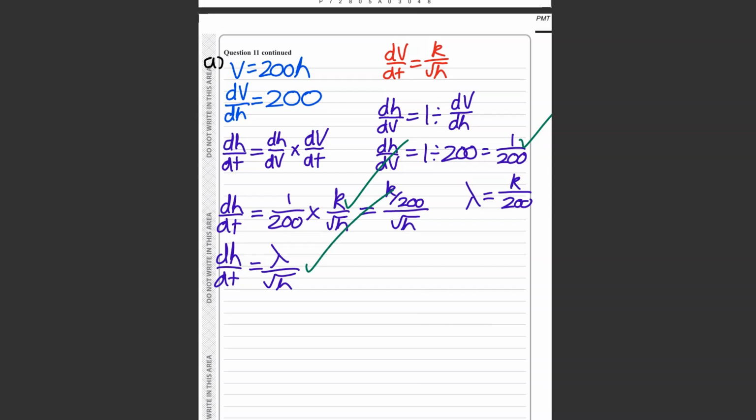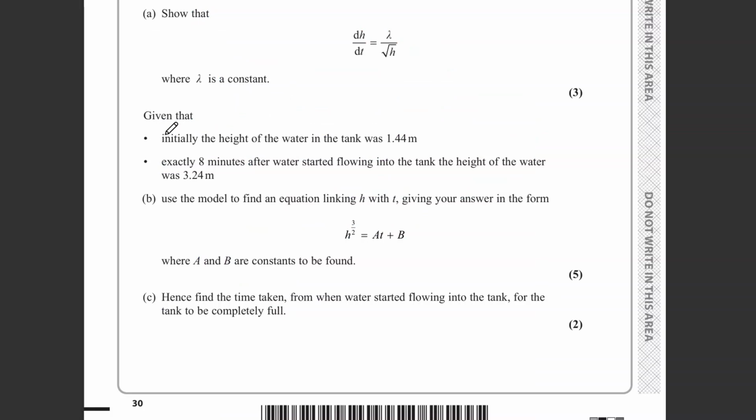Okay, and then for part B, we're given these two bullet points here, that initially the height of the water in the tank was 1.44 meters, and exactly 8 minutes after water started flowing into the tank, the height of the water was 3.24 meters. We need to use the model to find an equation linking h with t, giving our answer in this format here, where a and b are constants to be found, and this is for 5 marks.